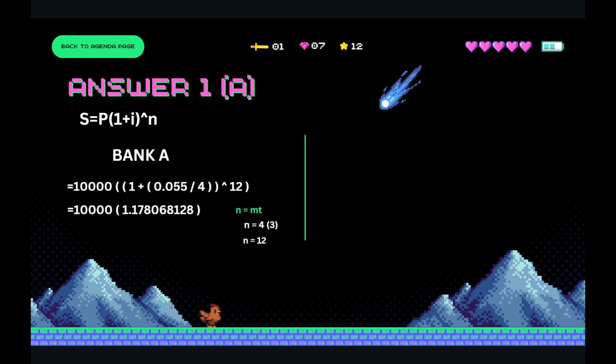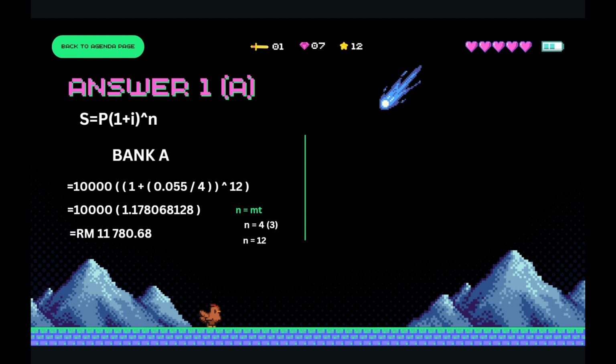It will get 1.178068128 times 10,000 ringgit. So we can get RM11,780 ringgit and 68 cent for bank A.